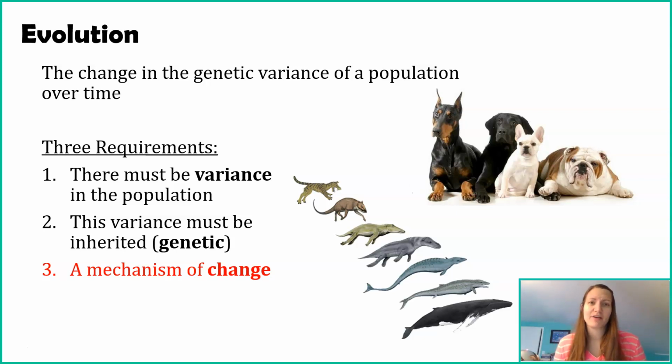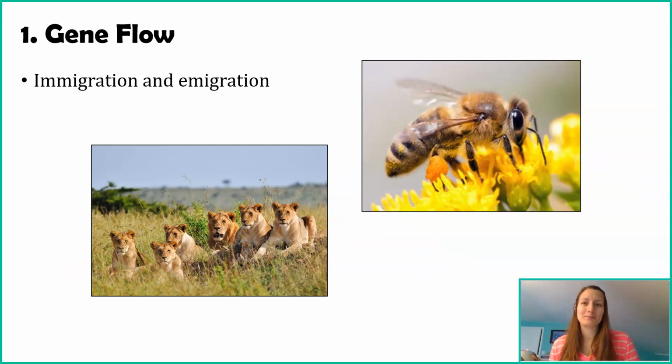One, there has to be variation in that population, and that variation has to have a genetic basis. So for example, humans have different hair length, so that's variance, but that's not a genetic factor. The last requirement is a mechanism of change. Cool, you've got genetic variance, but evolution's not happening unless that genetic variance is changing over time. And there's lots of ways that our genetic variance can change, and that's what we're going to explore next.